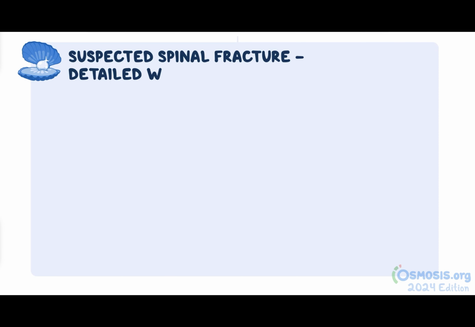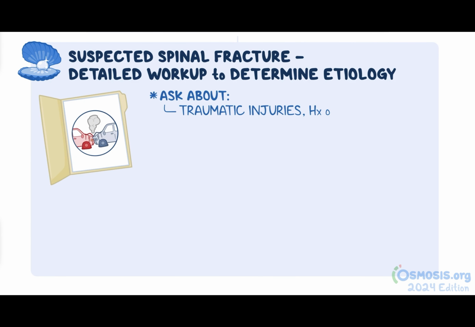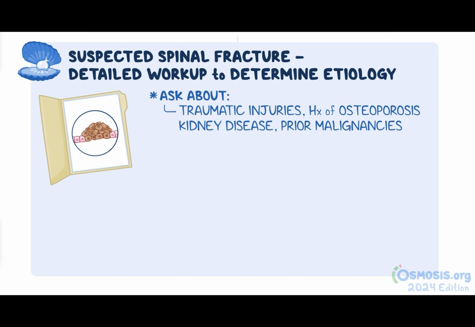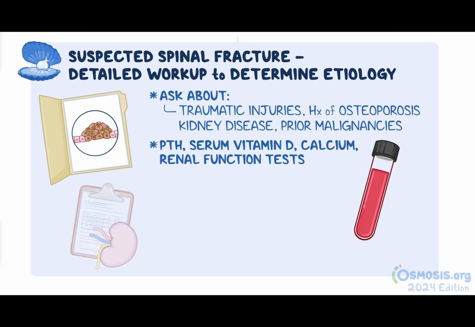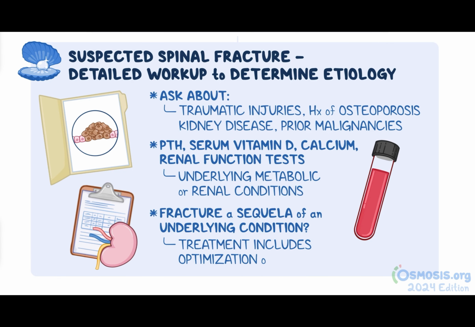Here's a clinical pearl. In any patient with a suspected spinal fracture, a detailed workup to determine the etiology should be performed. This includes asking about old traumatic injuries, history of osteoporosis, kidney disease, or prior malignancies. In some cases, you can also obtain PTH, serum vitamin D, calcium, and renal function tests to assess for any underlying metabolic or renal conditions. If the fracture was a sequela of an underlying condition, treatment includes optimization of the medical condition.